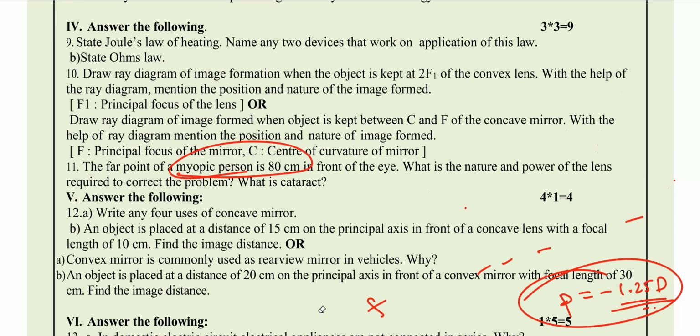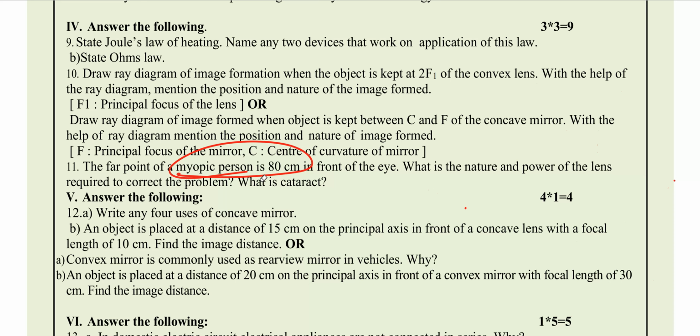Next question. What is cataract? This is a defect usually occurring in old age people, where a layer will form in front of their eyes, which is milky and cloudy. Understood? Milky and cloudy.